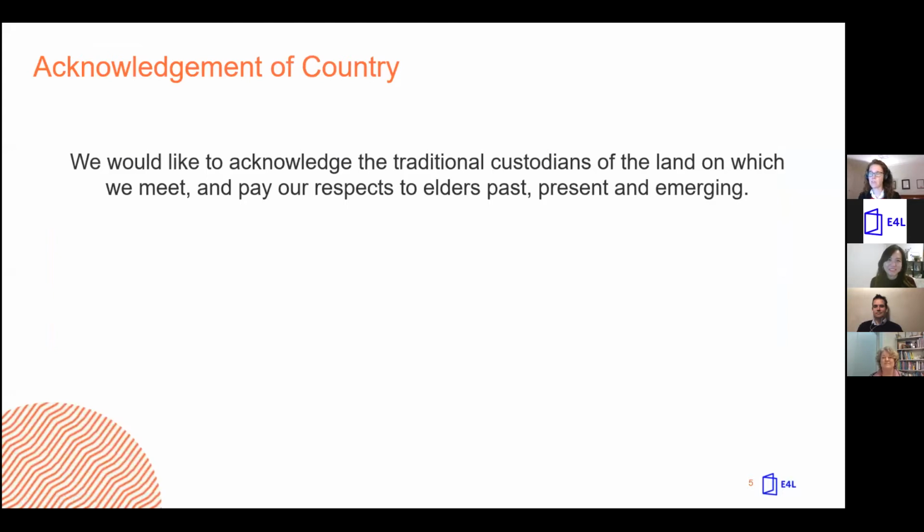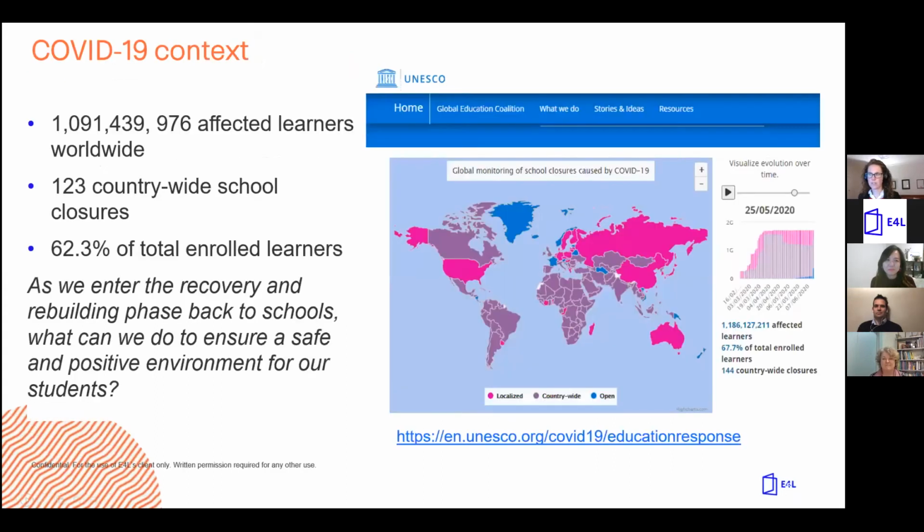I'm meeting on the traditional lands of the Wurundjeri people of the Kulin Nation, and I pay my respects to elders past, present, and most importantly, those emerging. And I think that is especially relevant at this particular point in time in history.